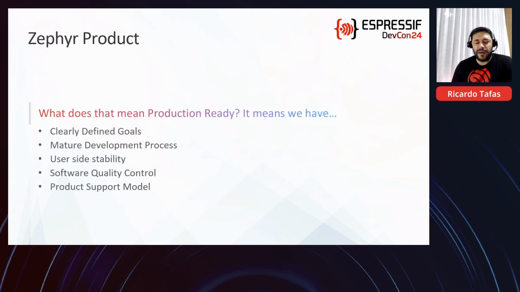It means that the effort has clearly defined goals. We have internally a mature development process. We have user side stability. We have software quality control, and we do have a product support model. What does all that mean? It means that it's not that we're just coding. We're actually able to look into it as part of other efforts to build products on top of that.